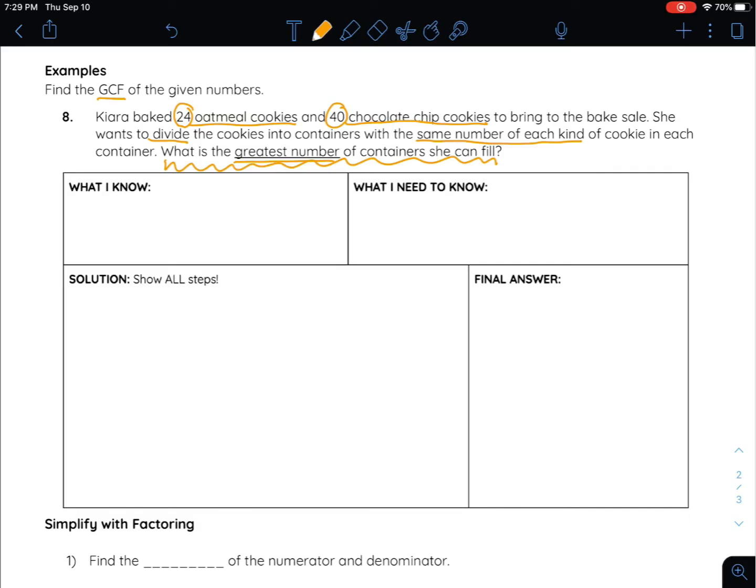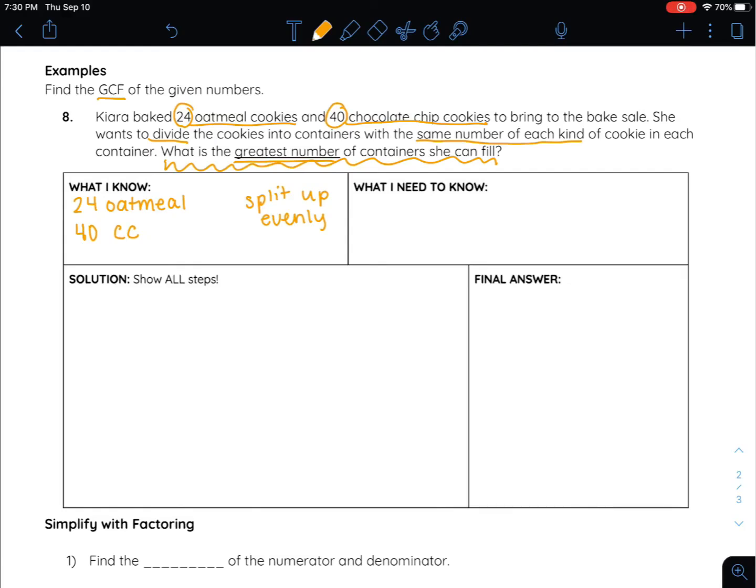So what I know. Well, 24 oatmeal cookies. I'm not going to write cookies. It's fine. 40 chocolate chip. And I'm just putting CC. Okay? And we want to split them up. So we're trying to do some kind of process of like splitting them up evenly. So I'm just going to put a note here. Split up evenly.